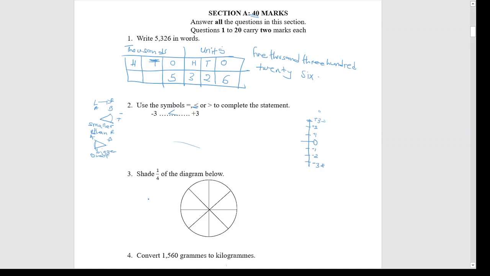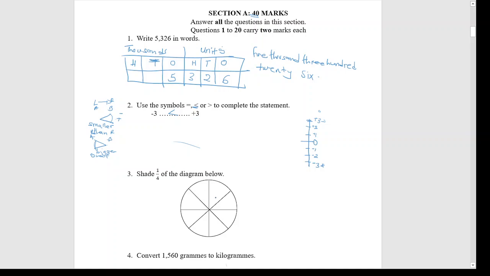Number 3. Number 3 is saying we have to shade. We have been doing fractions right from P1. It started from P1, P2, P3, P4, all classes we have been doing fractions, and this is very easy. So they're telling us to shade a quarter of the diagram below.